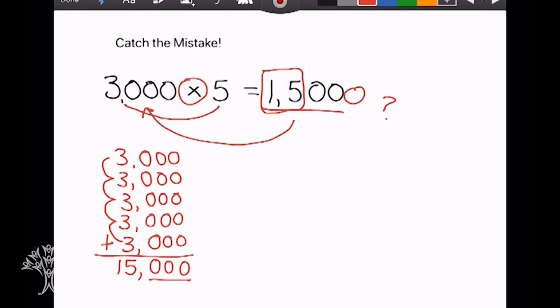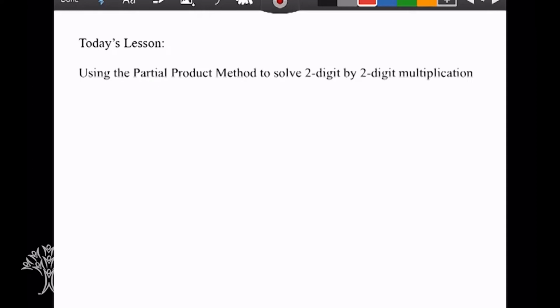All right, I always think playing catch that mistake is a little bit of fun, and it helps your brain grow when you catch your mistakes. Always check your work. All right, we're going to continue with our practice with partial product in solving 2-digit by 2-digit multiplication problems. The first problem we're going to practice today is 51 times 26.